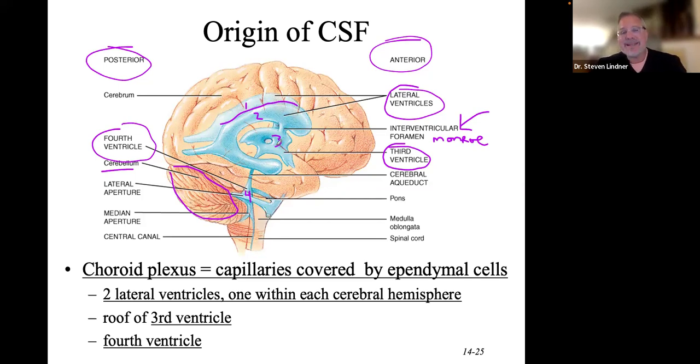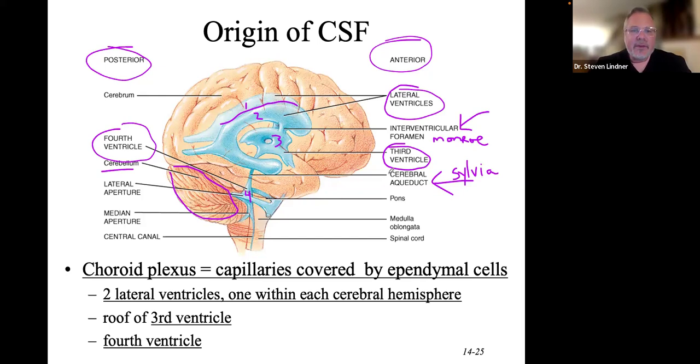Now, for that CSF to go from the third ventricle down into the fourth ventricle, it has to flow through the cerebral aqueduct. Sometimes it's called the cerebral aqueduct of Sylvius. Some books call it the cerebral aqueduct of Sylvius or Sylvia.